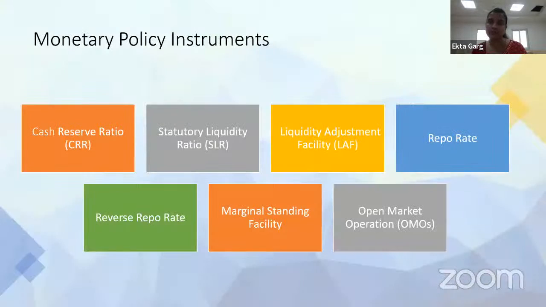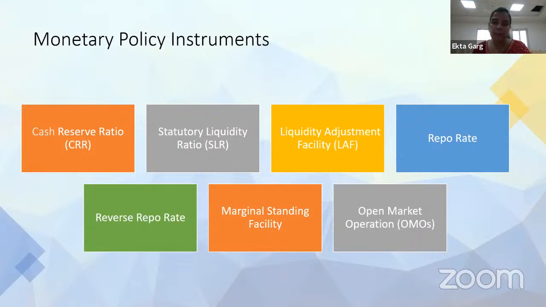Next, now talking about monetary policy instruments. So we have many monetary policy instruments. I have included a few. These are quantitative monetary policy instruments. So first in this is the cash reserve ratio. So what is the cash reserve ratio?